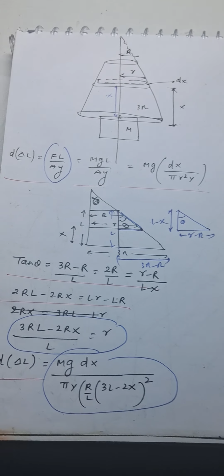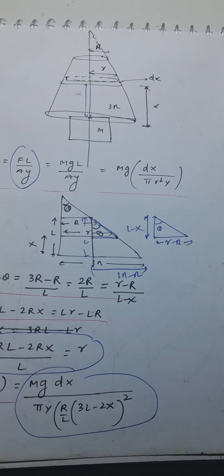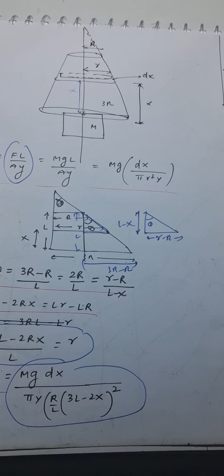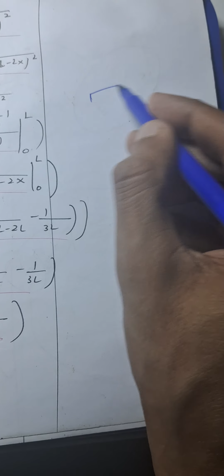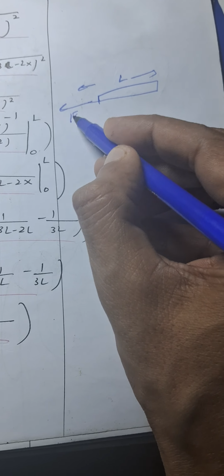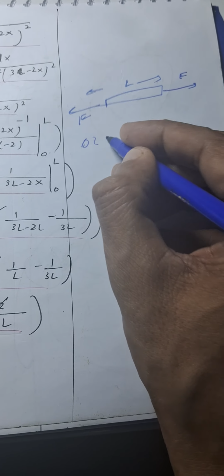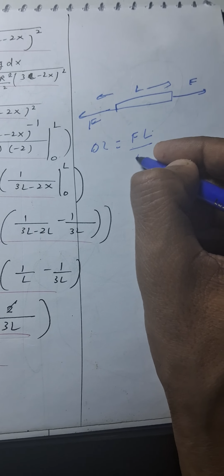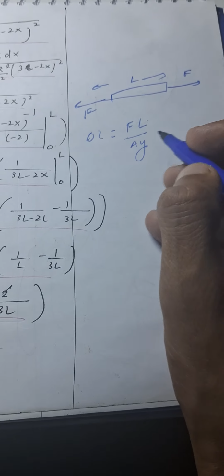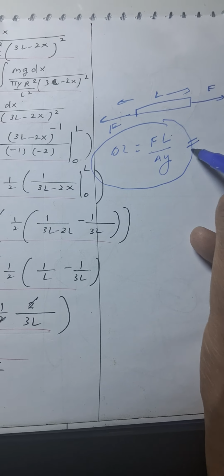So this question is basically from the chapter elasticity, and that too it's from finding the change in length of a rod when a certain external force is applied on it. So the basic concept here is that suppose there is a rod of length L and you apply a force on it like this. So the change in length is FL upon AY. So this question has been solved using this concept.